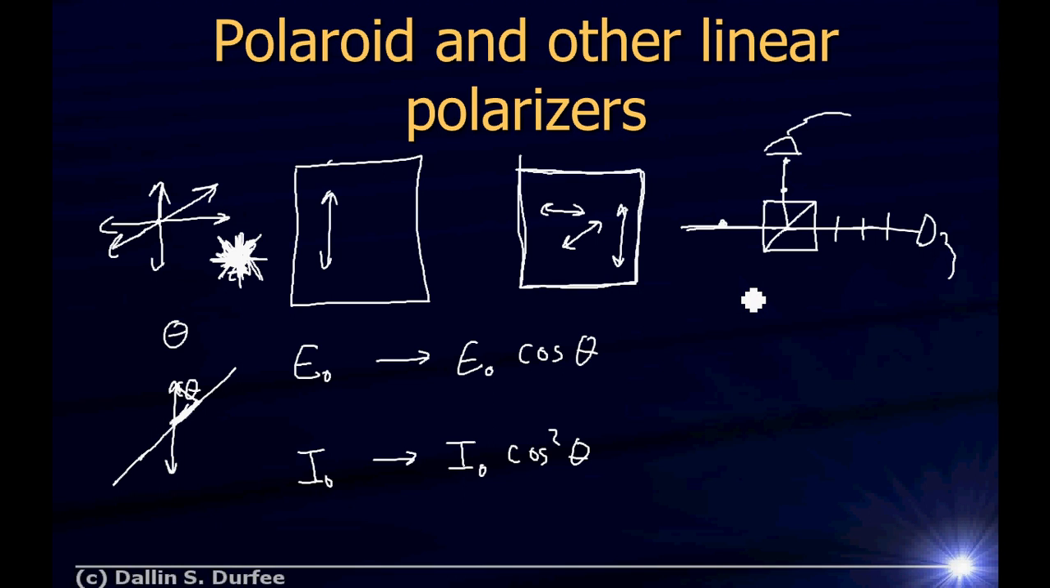All right, so that's how linear polarizers work. If I have unpolarized light and I want polarized light, I can put it through a linear polarizer, and it will give me polarized light, but I lose half of my light. It does it by absorbing the wrong polarization.